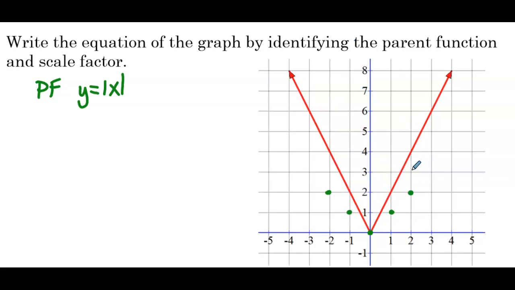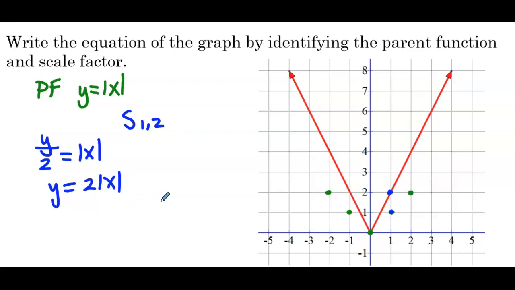So I want to compare these points to the points that I have. So let's look vertically. Well, how can I get this point to this point? Well, (1, 1) to (1, 2), I would multiply the y value by 2. (2, 2) to (2, 4), same thing. So I can think of this as a scaling of (1, 2). So my equation would be y divided by 2 equals the absolute value of x. So y equals 2 times the absolute value of x. So think of it as a vertical scaling.